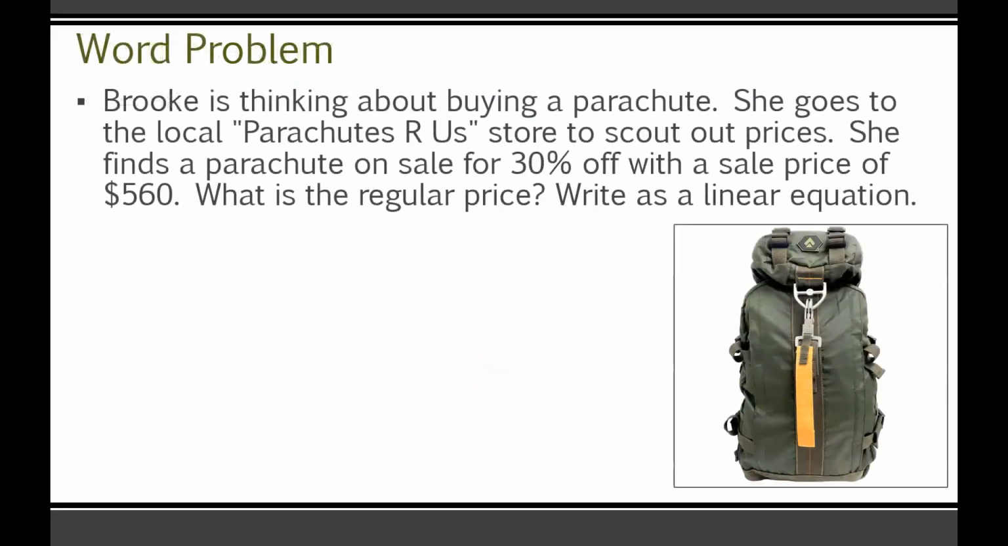Anyway, moving on. All right, here's a word problem. So, of course, I was talking about a real world situation, and now maybe I'm kind of eating my words here. I don't think this is a very good real world problem, but here we go. Brooke is thinking about buying a parachute. She goes to the local Parachutes R Us store. Those are found in every town these days. To scout out prices, she finds a parachute on sale for 30% off with a sale price of $560. What is the regular price? Write as a linear equation.